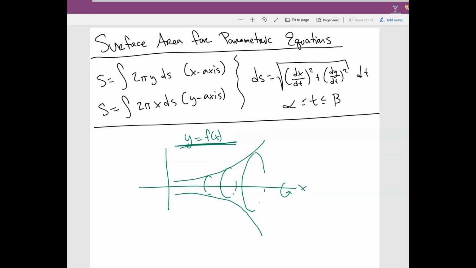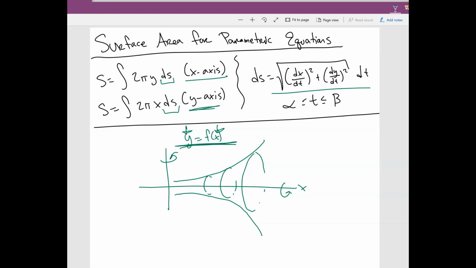So now x is expressed as a function of t, and so is y. And now we're going to find this surface area using these parametric equations, and this is basically what it is. If I am revolving this graph about the x-axis, this is the formula that we'll use. And if I'm revolving it about the y-axis, then this is the formula that we'll use. This ds will depend on this thing, which is basically the arc length.